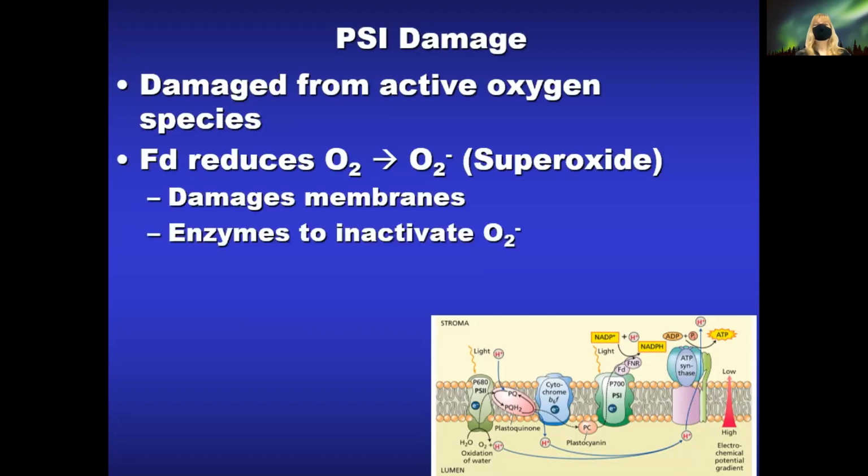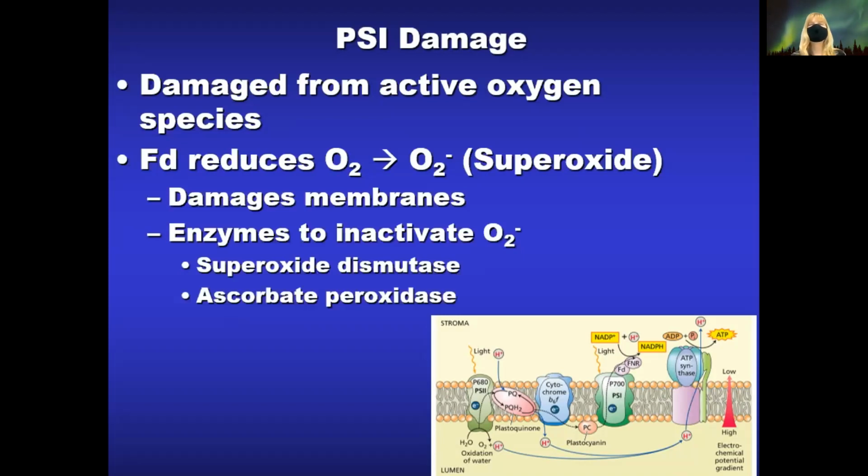And so there are plant enzymes that the plant has in order to act on these free radicals. Superoxide dismutase and ascorbate peroxidase are two such enzymes that can attack these free radical oxygen species. And plants aren't the only ones. There are other organisms that have these types of enzymes as well.